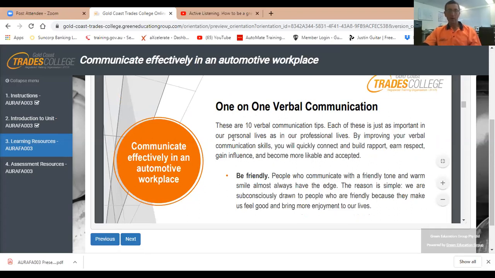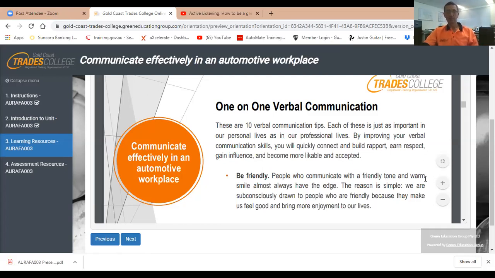So, one-on-one verbal communication. Most of our communications are typically one-on-one. You're just talking to one other person, but often you're talking to a team or a group of people as well. Here are some one-on-one verbal communication tips. Each of these is just as important in our personal lives as in our professional lives. By improving your verbal communication skills, you'll quickly connect, build rapport, earn respect, gain influence, and become more likable and accepted.